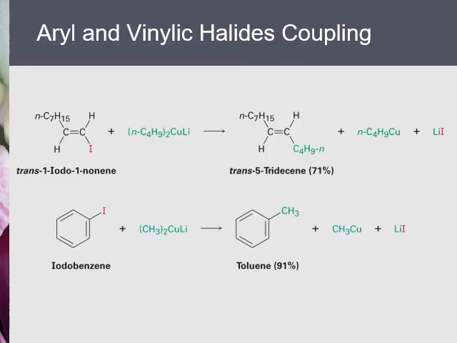Here are more examples of coupling reactions. A Gilman reagent, in this case dibutyl copper lithium, reacts with vinyl iodide. So the iodide will be replaced by one of the butyl groups in the Gilman reagent, forming a new carbon-carbon bond. A Gilman reagent, in this case dimethyl copper lithium, reacts with iodobenzene, so the iodide will be replaced by one of the methyl groups, forming toluene.